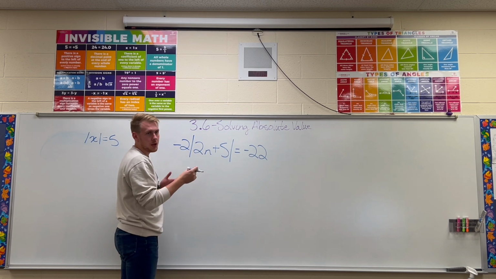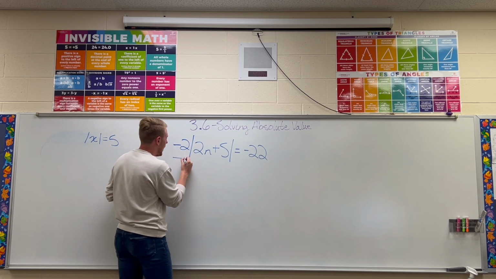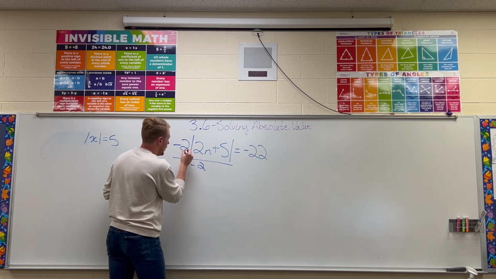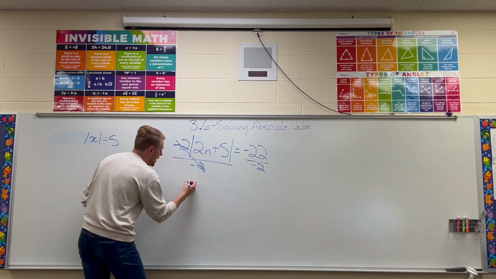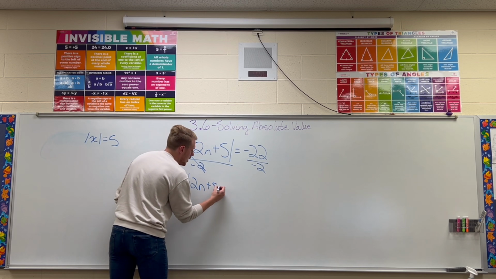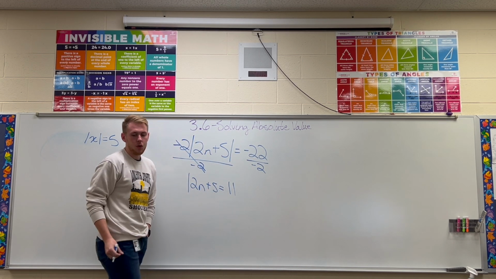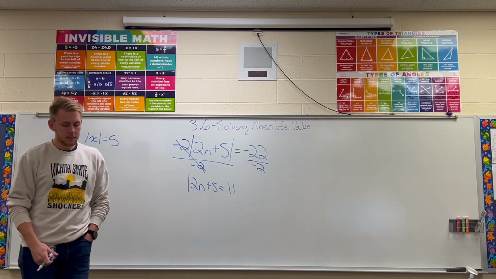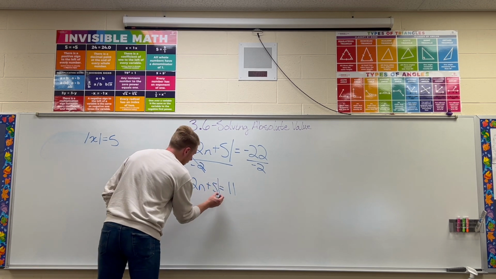So how do I get rid of the bars? Well, first I've got to get rid of my leading coefficient. So I just have to divide by negative 2. Okay, so my new equation is the absolute value of 2n plus 5 equals 11, because my negative 22 divided by negative 2 is going to cancel out. So, forgot the other absolute value bar.